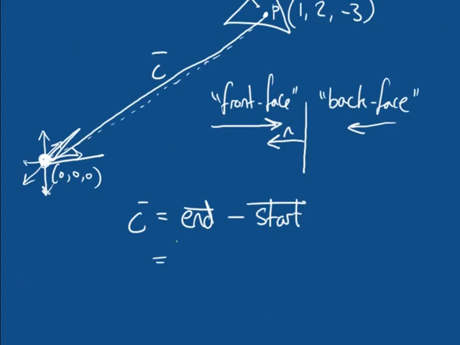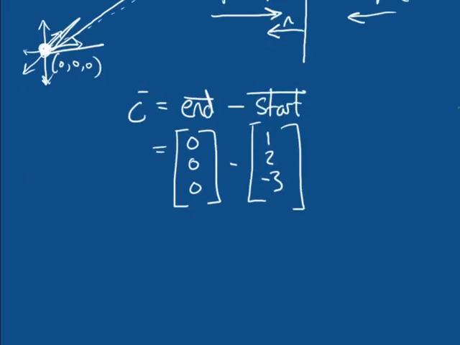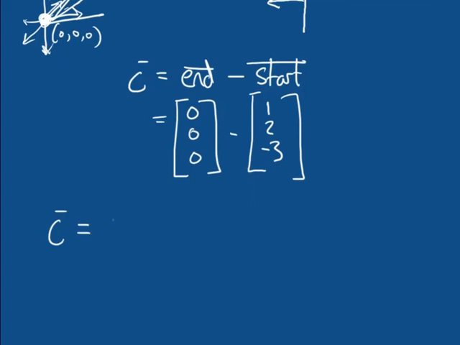So it's equal to our origin minus that point on the surface, 1, 2, minus 3, which means our camera vector C is equal to the vector 0 minus 1 is minus 1, 0 minus 2 is minus 2, 0 minus minus 3 is positive 3. So it's equal to minus 1, minus 2, 3. So we've got that camera vector.